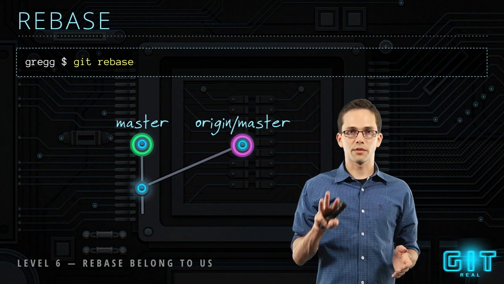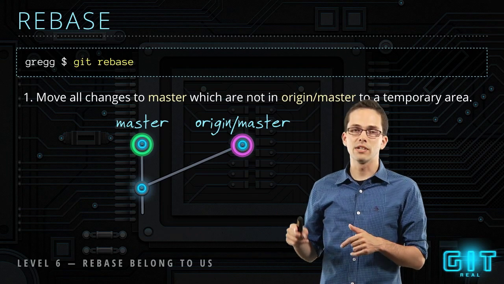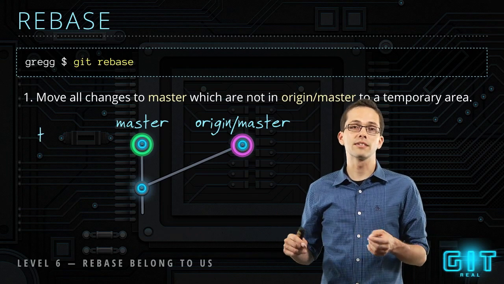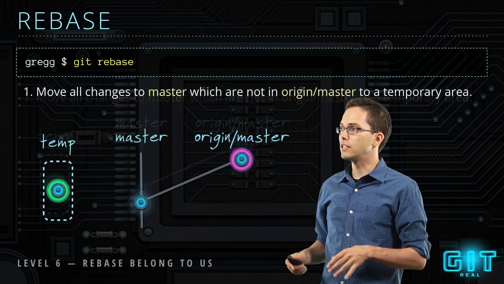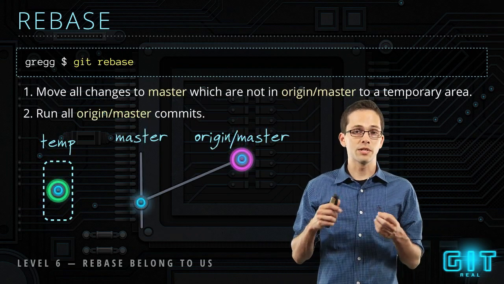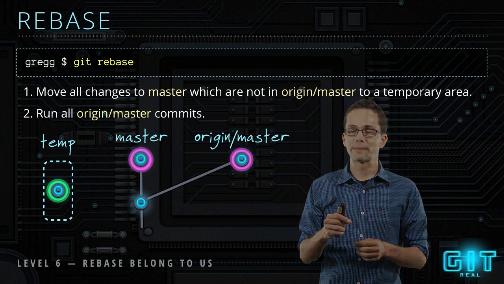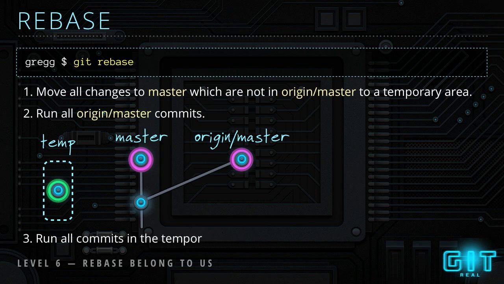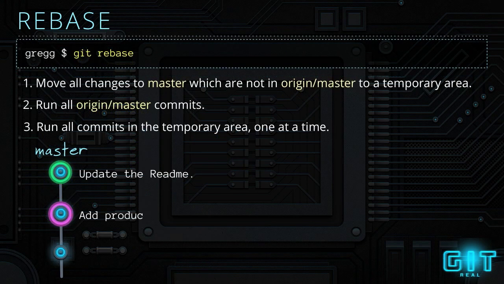Git rebase does 3 things. First, it's going to move all changes to master which are not on origin master. So it's going to take Greg's commit and move that to a temporary area. Then it's going to run all of the origin master commits one at a time. So there it goes. We've run that commit on master. And then third step, it's going to run all the commits in the temporary area on top of our master one at a time. So just like that. Now, as you can notice, there's no merge commits here. It's just one after the next after the next.